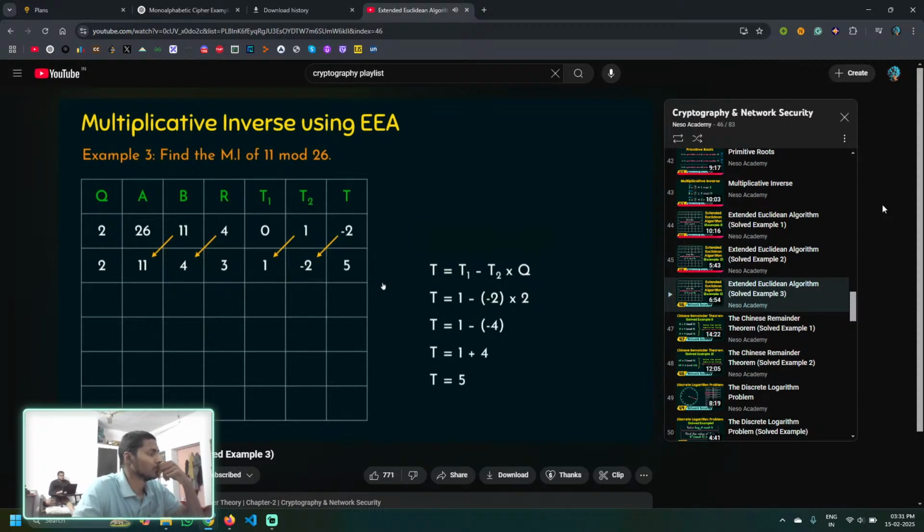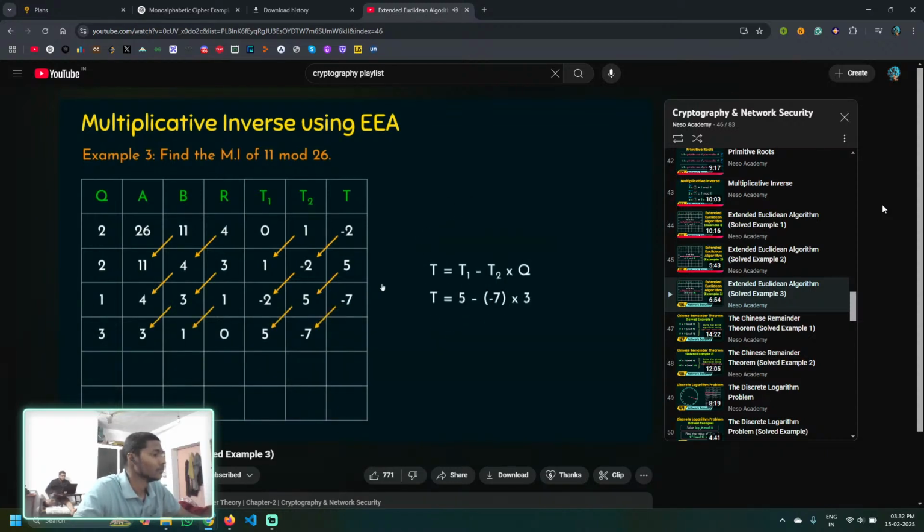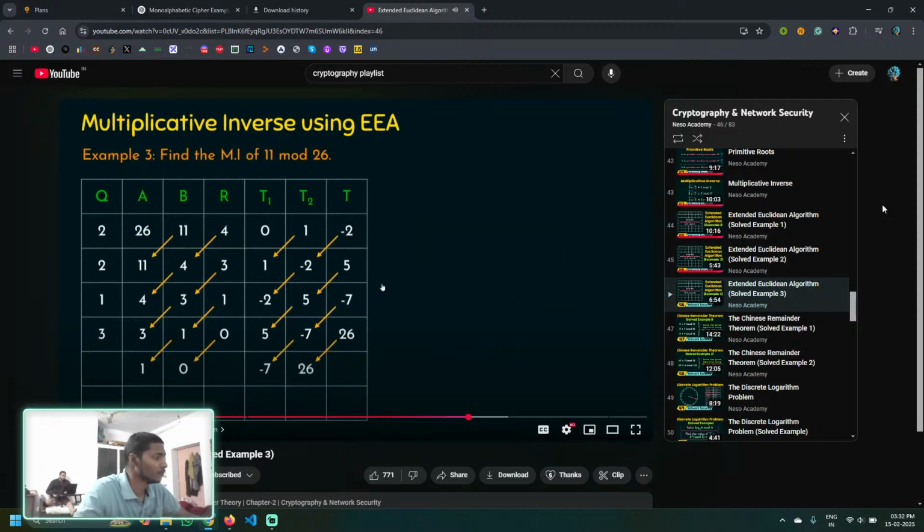Are we going to stop this algorithm? No. Let's proceed with the algorithm, moving value of B to A and the remainder to B. Similarly, T2 to T1 and the value of T to T2. So obviously, we'll be getting the table like this. Now we are going to perform the same A mod B. When we perform A mod B, we get the quotient as 3 and the remainder as 0, and the value of T is computed as 26. And T1 is equal to minus 7 and T2 is equal to 26.